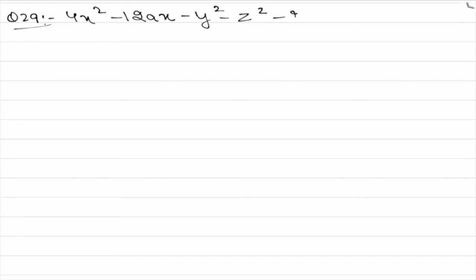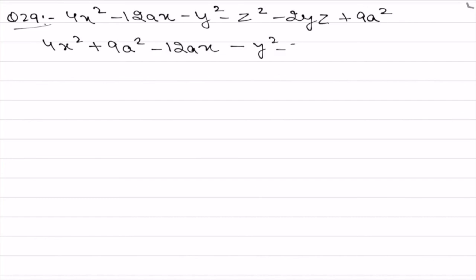Based on the same type, I am explaining one more question, that is question number 29. 4x square minus 12ax minus y square minus z square minus 2yz plus 9a square. Okay, again here first we will rearrange the terms. So what we will do, 4x square plus 9a square minus 12ax, we will put together, and minus y square minus z square minus 2yz together.